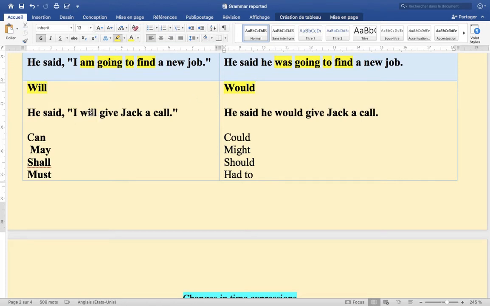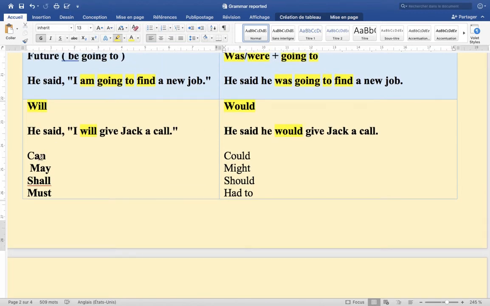He said I will give Jack a call. He said that he would give Jack a call. The same thing when we have modals. When we have modals, we are going to put the past of this modal. We have can, could, may, might, shall, should, must, had to. So we can say he said I can give Jack a call, and in reported you can say he said that he could give Jack a call. He said I shall give Jack a call. In reported you can say he said that he should give Jack a call.